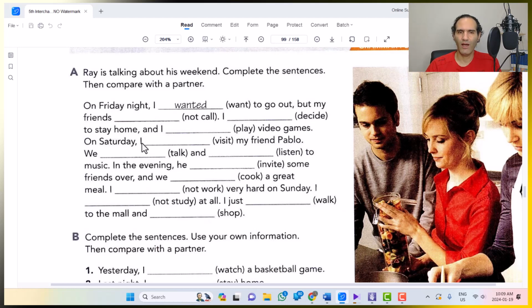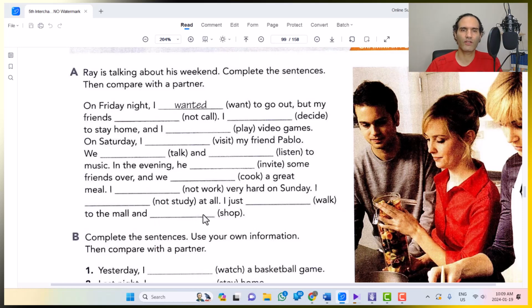I decided to stay home, and I played video games. On Saturday, I visited my friend Pablo. We talked and listened to music. In the evening, he invited some friends over, and we cooked a great meal. I did not work very hard on Sunday. I did not study at all. I just walked to the mall and shopped.